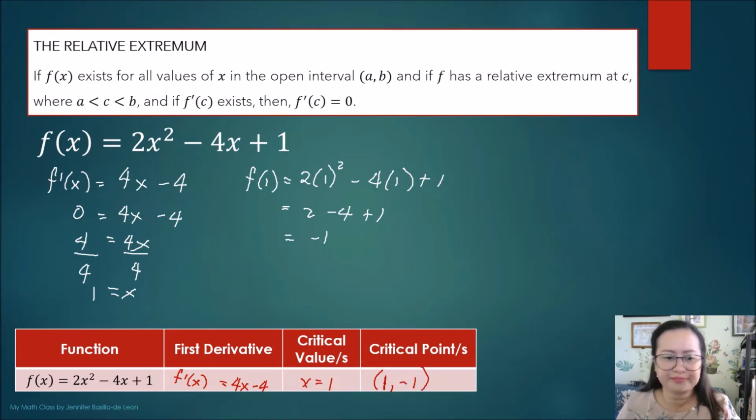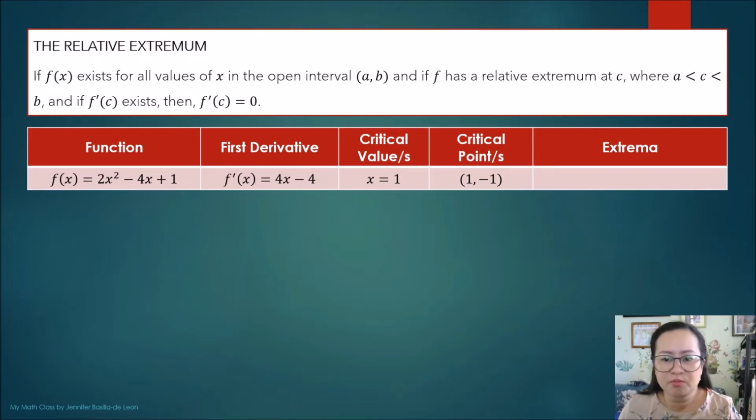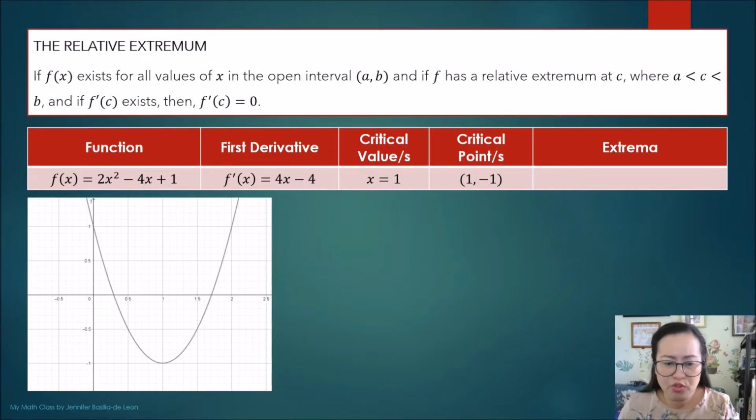The question is: is this point a relative minimum point or a relative maximum point? Now, by looking at the graph, we would be able to see whether it's a relative minimum or a relative maximum point. Let's locate (1, negative 1). Okay, here is (1, negative 1). And since it's the lowest point within the interval, we can say that it's the relative minimum.